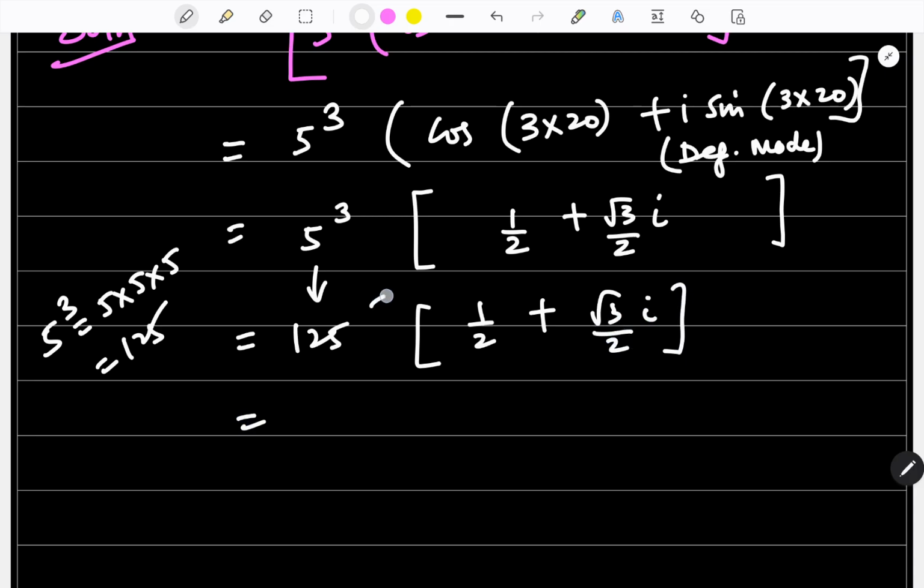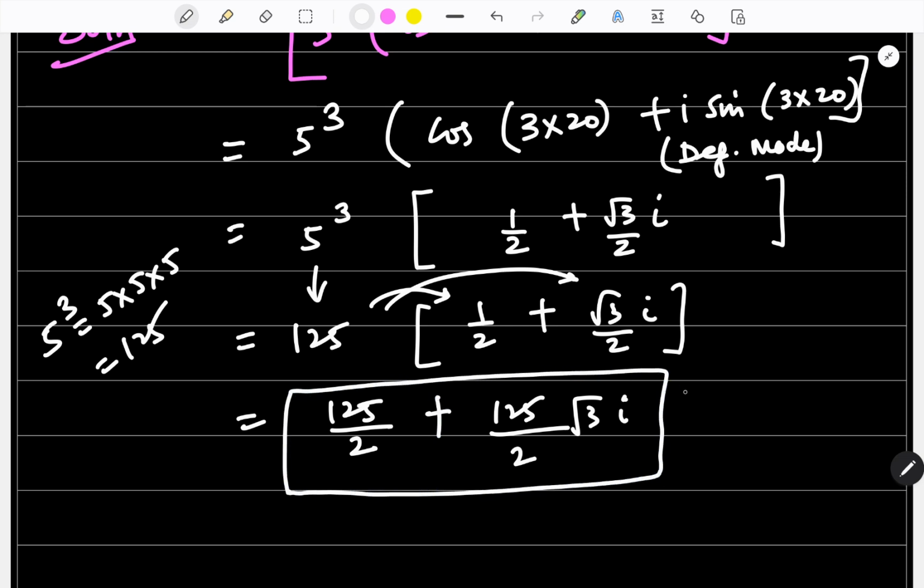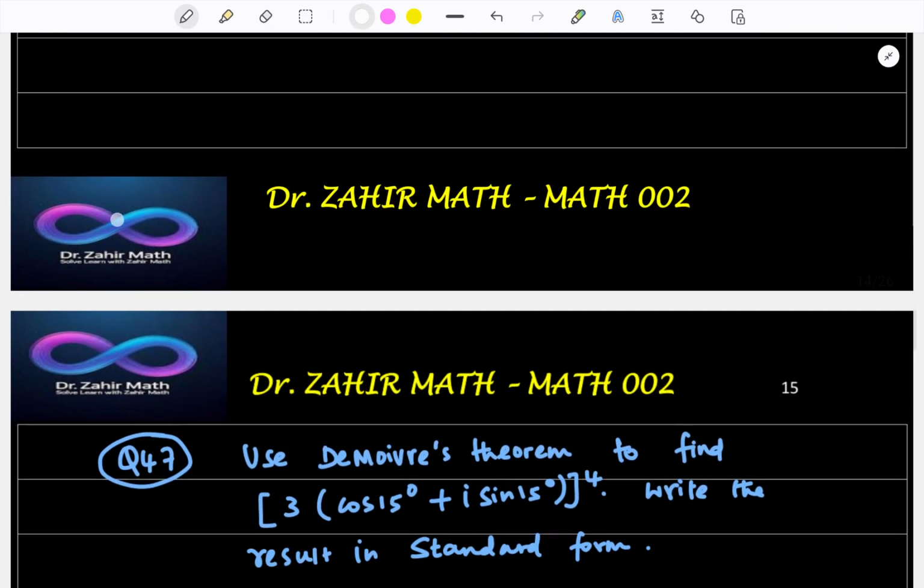So just multiply 125 divided by 2 and then again multiply this one. It will give you 125 divided by 2 plus 125 root 3 divided by 2 i. Clear everybody? It's very simple. But where are we using De Moivre's theorem? When you want to find the powers.